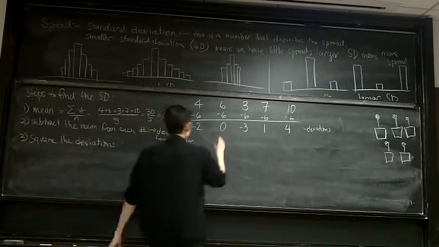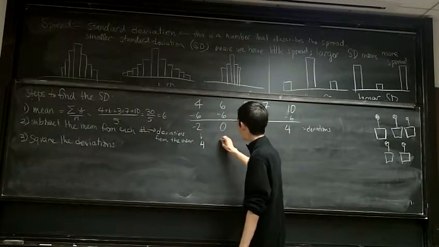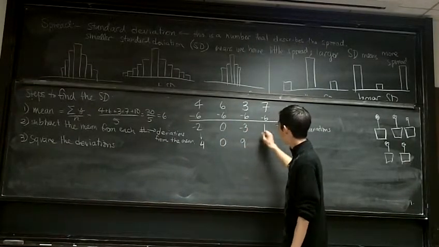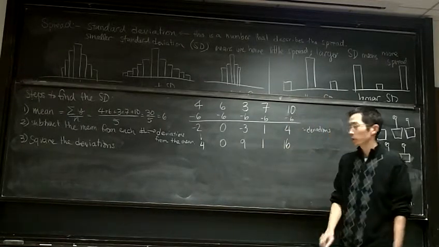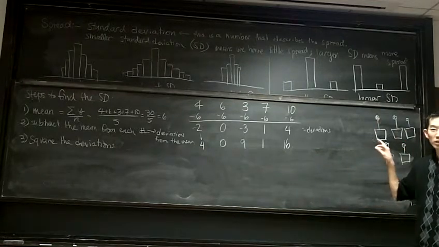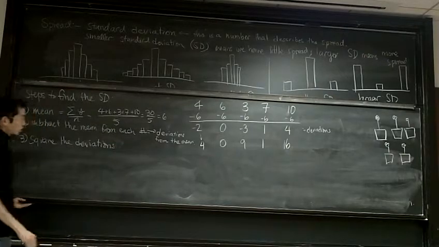So negative 2 squared gives me positive 4. 0 squared gives me 0. Negative 3 squared gives me 9. 1 squared gives me 1, and 4 squared gives me 16. Is this okay with everyone? Square the deviations.